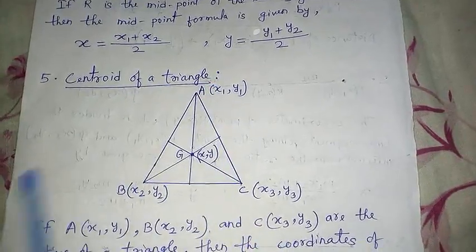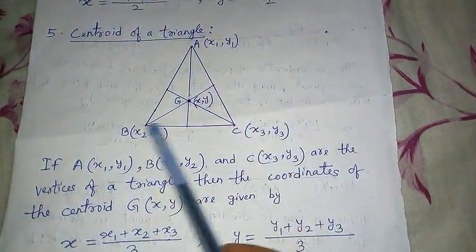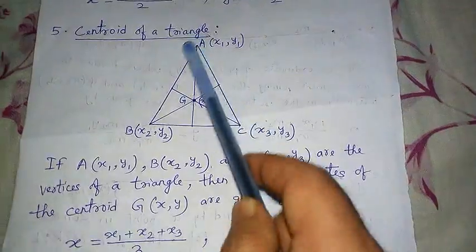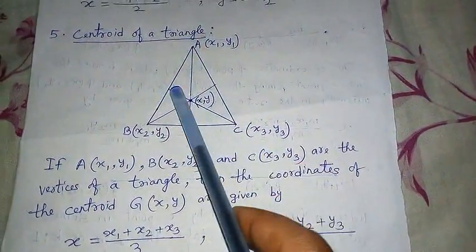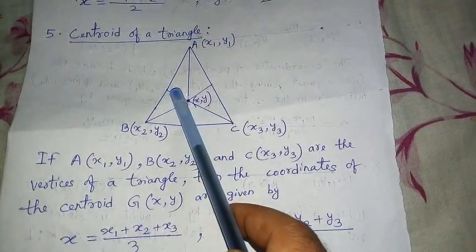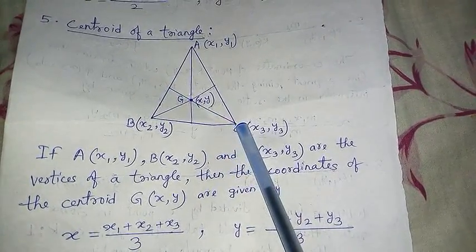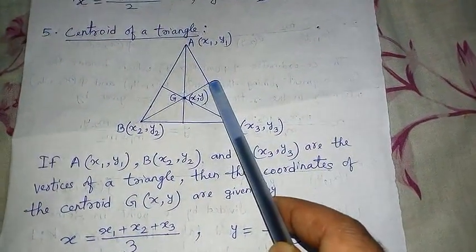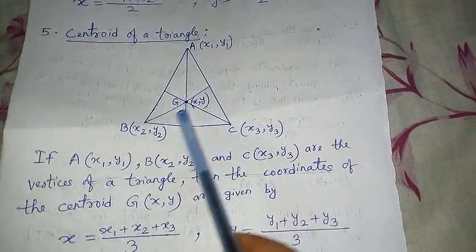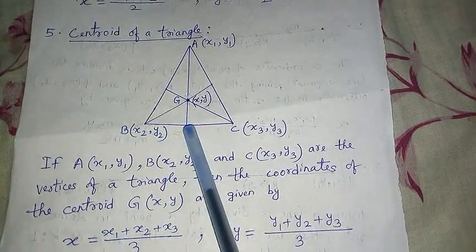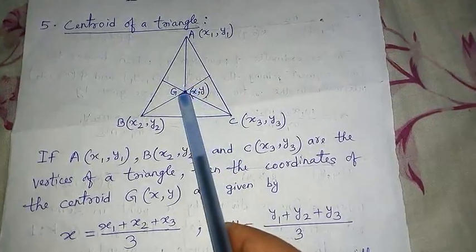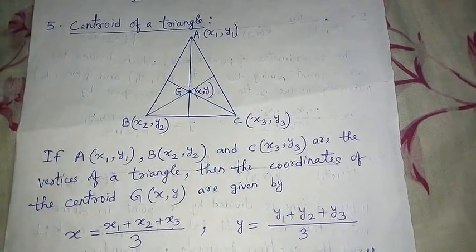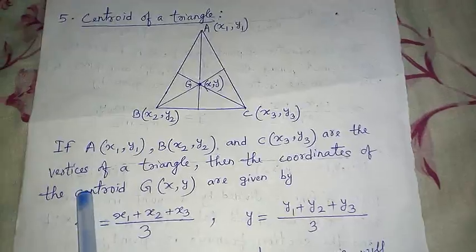So this was the midpoint formula. Another formula: centroid of a triangle. Now this is a triangle having vertices A, B, C. Centroid means when we take the midpoint of AB and from the midpoint we draw a line to the opposite vertex, and from the midpoint of AC we go to the opposite vertex B, and from the midpoint of BC we draw a line and go to the vertex A. In that case all three lines meet at a point. This is called the centroid. So this is a formula related to finding the centroid.